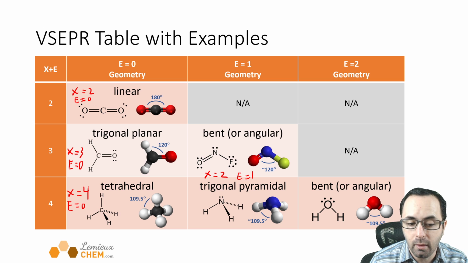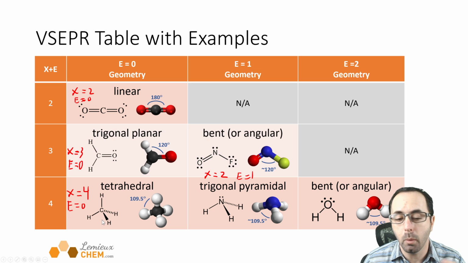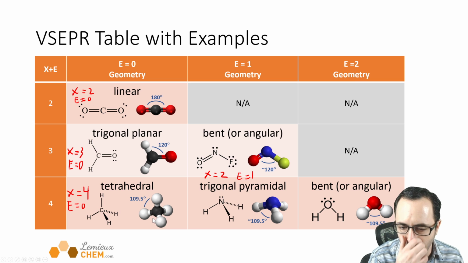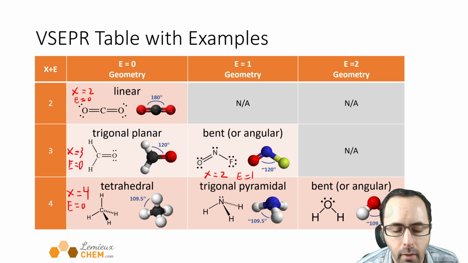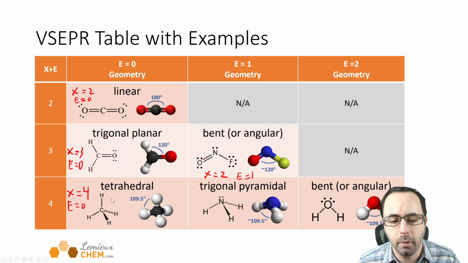So if the electrons in these 4 bonds want to repel each other so that they are all as far apart as they can be from one another, they're going to make a shape called a tetrahedron. So this is called tetrahedral. And the angle between all of these bonds is going to be 109.5 degrees here. And so that's what happens if you have X plus E is 4, because X is 4 and E is 0.